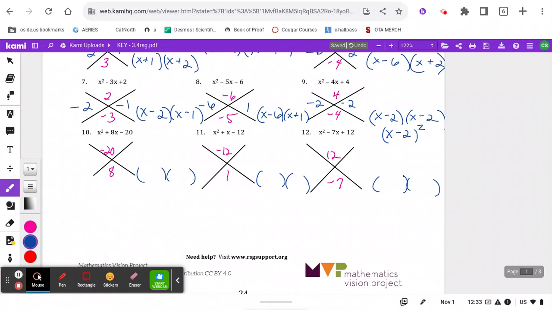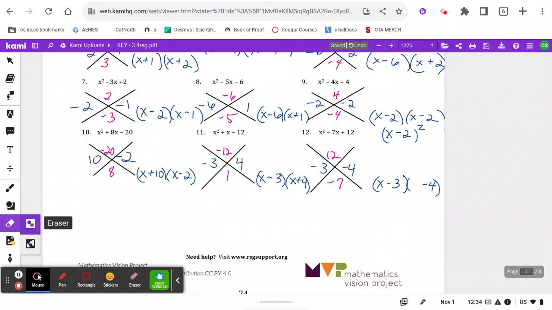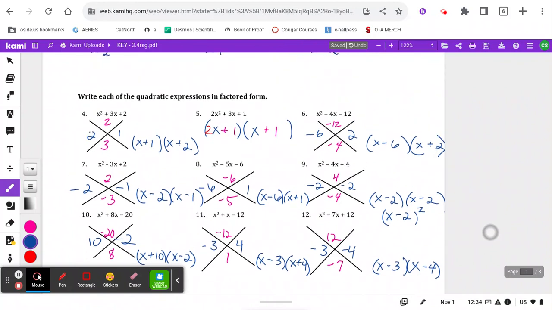20 is 10 and 2. This one gets the negative. 3 and 4. This one gets the negative. 3 and 4. They both get the negative. So again, if you didn't try any of these on your own to see if you can get these factors, we're just going to keep practicing and trying different numbers. The more practice you give yourself, the better. There's our ready.